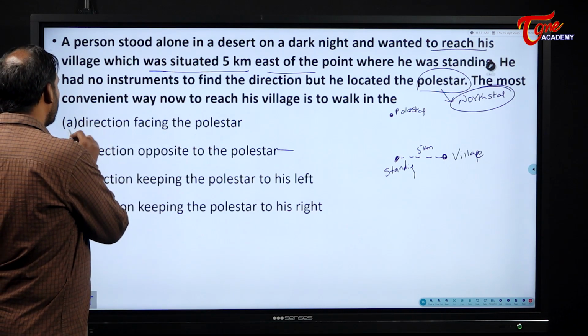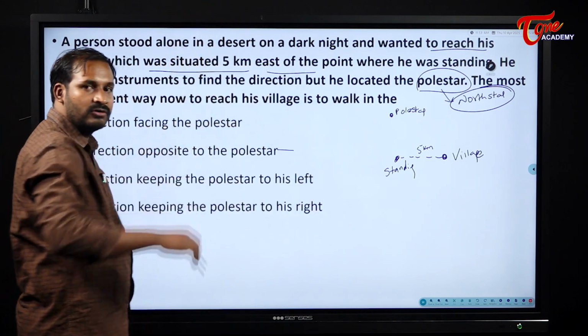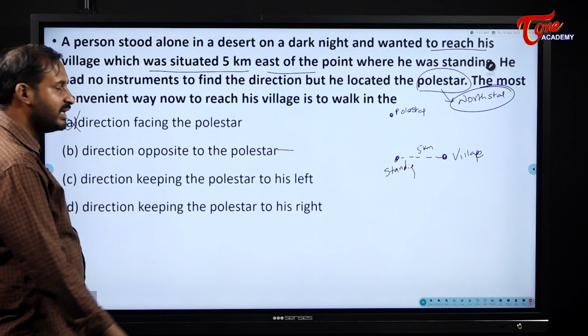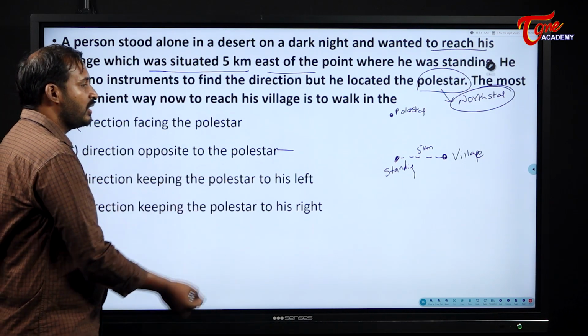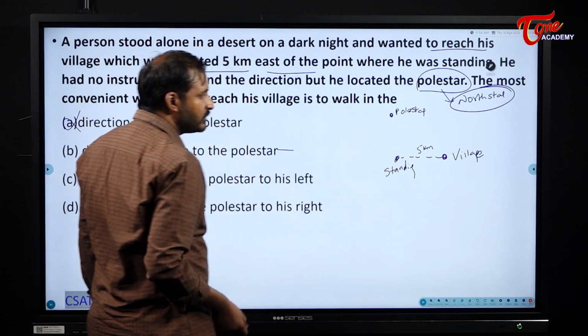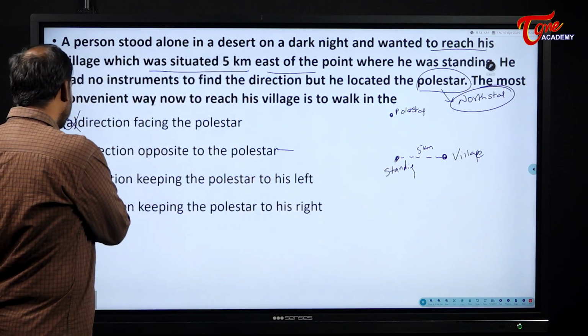Direction facing the pole star? No. If he goes towards the pole star, he will go in some other direction. But will he reach his village? No. Next, direction opposite to the pole star. That means if he moves opposite to the pole star, he will go in some other direction, but he cannot go to his village.